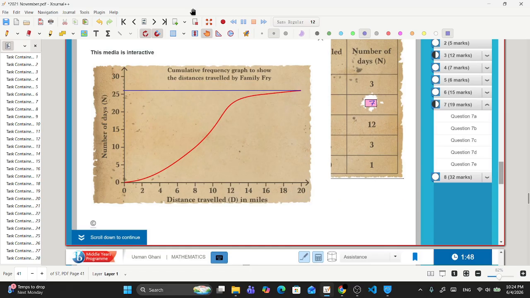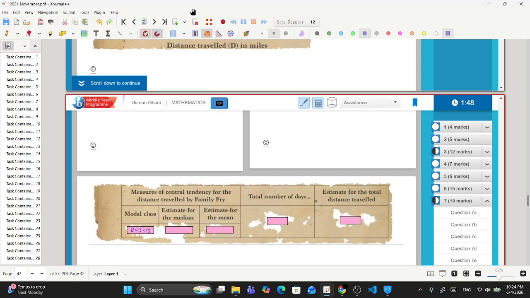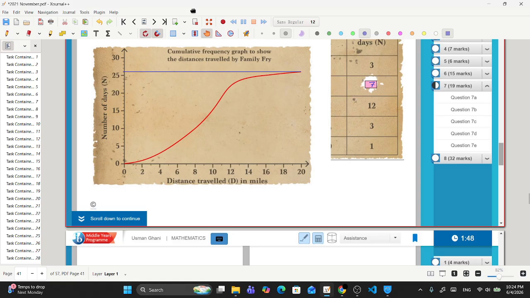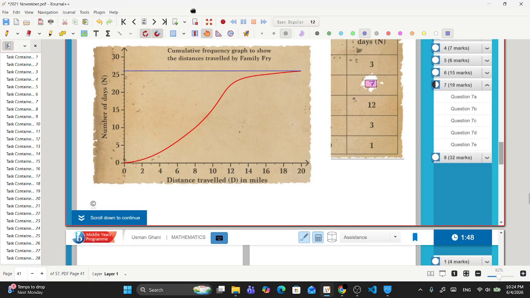Now, estimate for the median. First, let's at least confirm this part. Total number of days was 26. So total distance traveled should be done in another method. That is, what you're supposed to be doing is, wait a second.